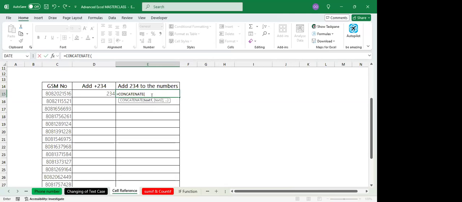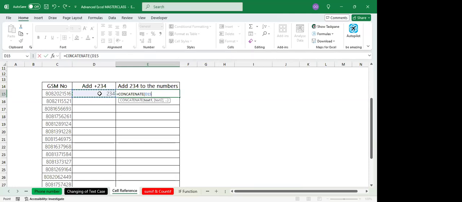It's asking me, what is the text one? This is the text one here. I want to join this to this because at the end of the day, I should have 2, 3, 4, 8, 0, 8, 2, 0, 2, 1, 5, 1, 6. So it would be wrong for me to select this first before selecting this. My text one is this.